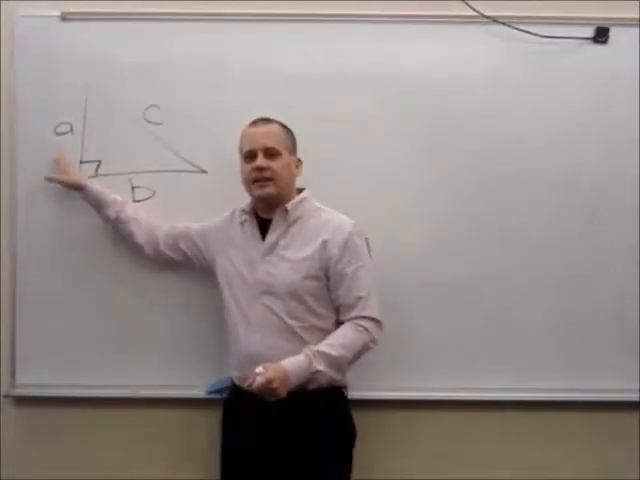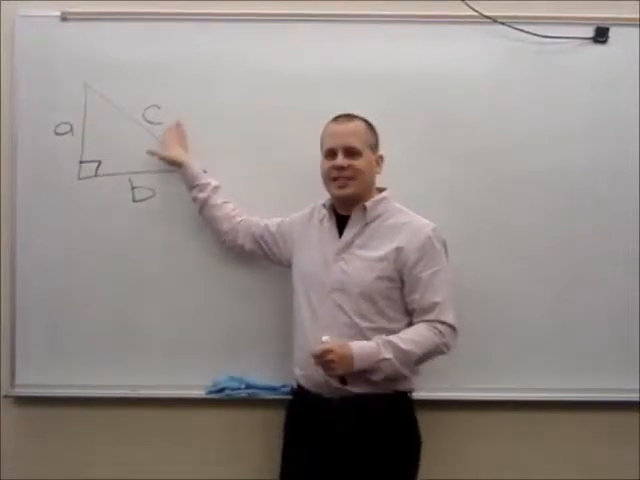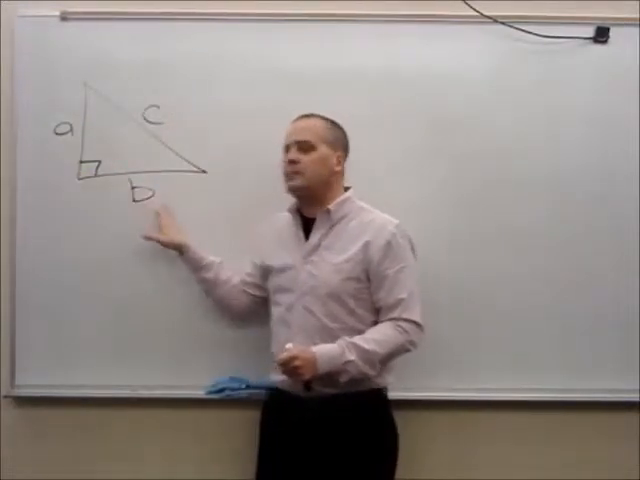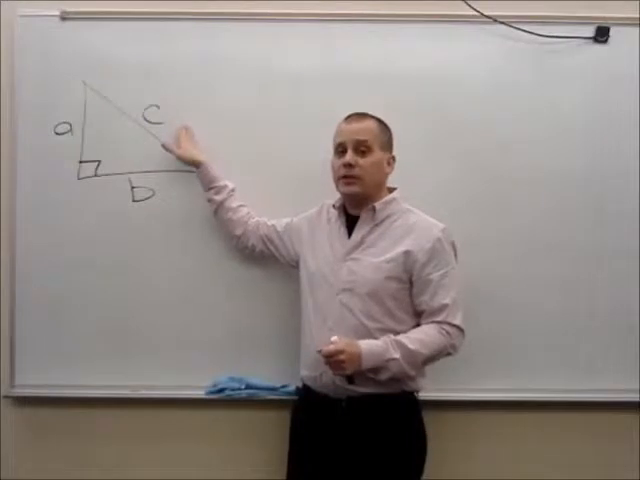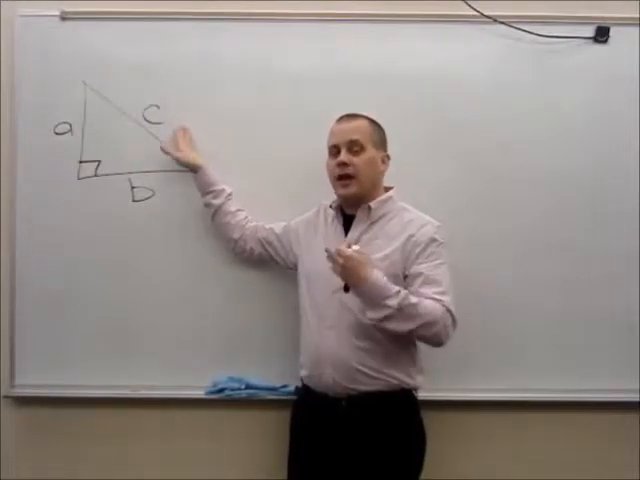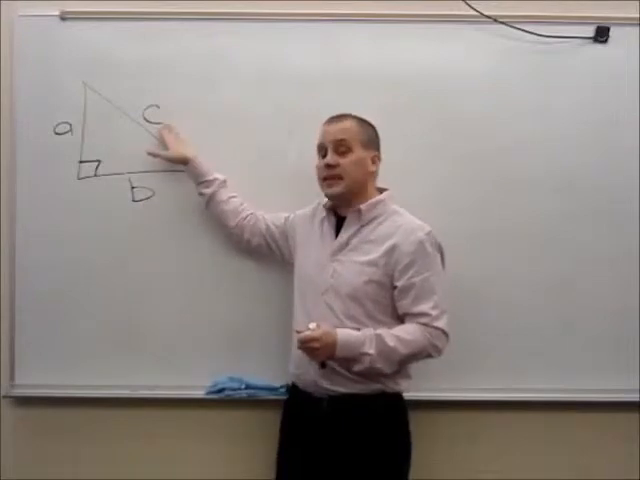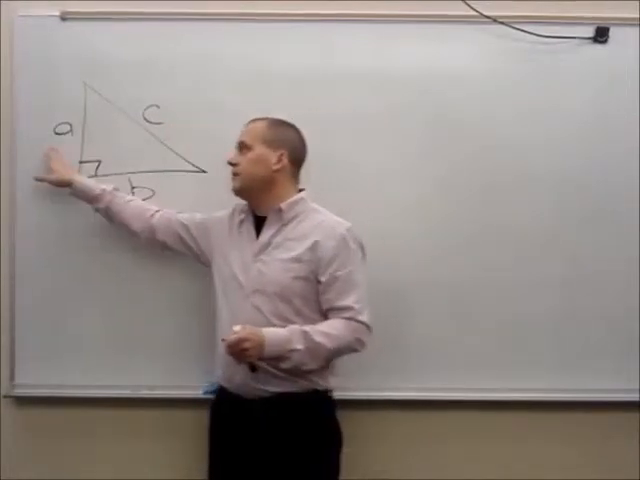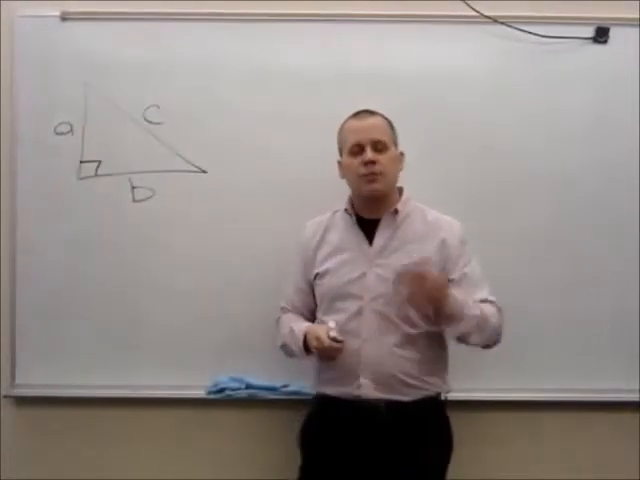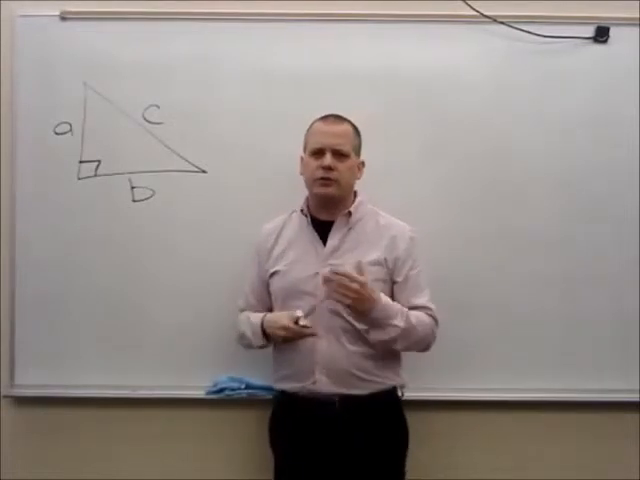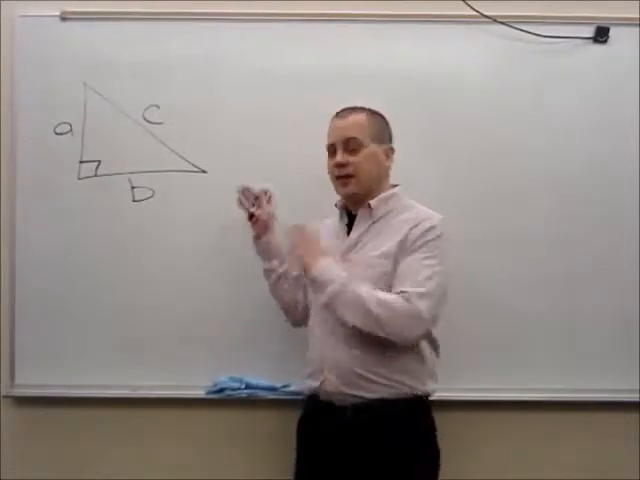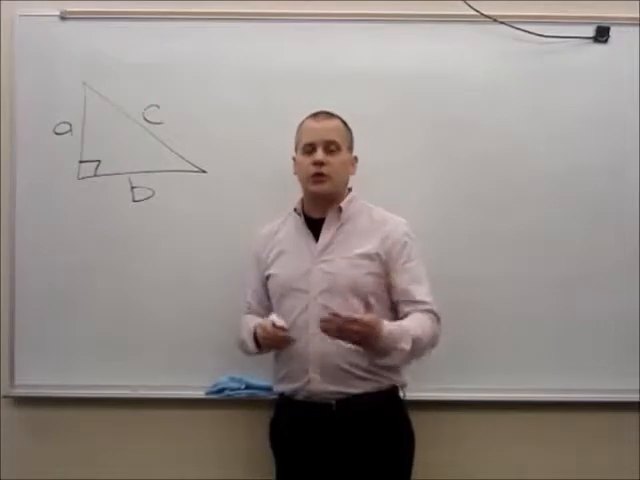I've got this A, and I've got this B, and I've got this C. If I know A and B, then I can calculate how long side C is. If I know B and C, then I can figure out how to find A and vice versa. So throughout this video, I'm going to show you a couple of ways to solve these types of problems using the Pythagorean theory.